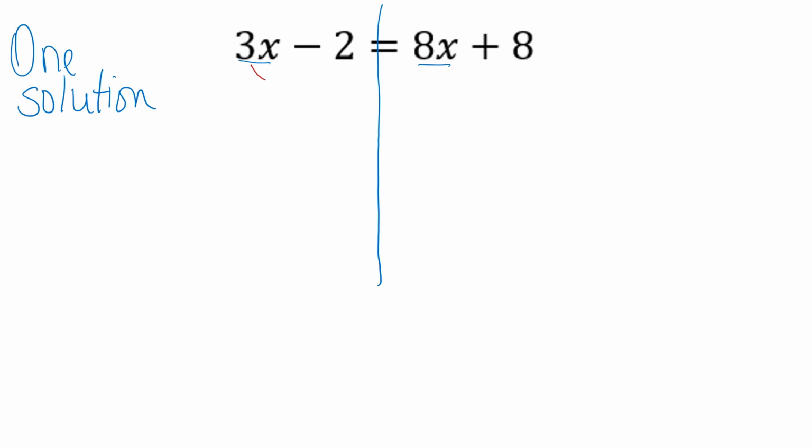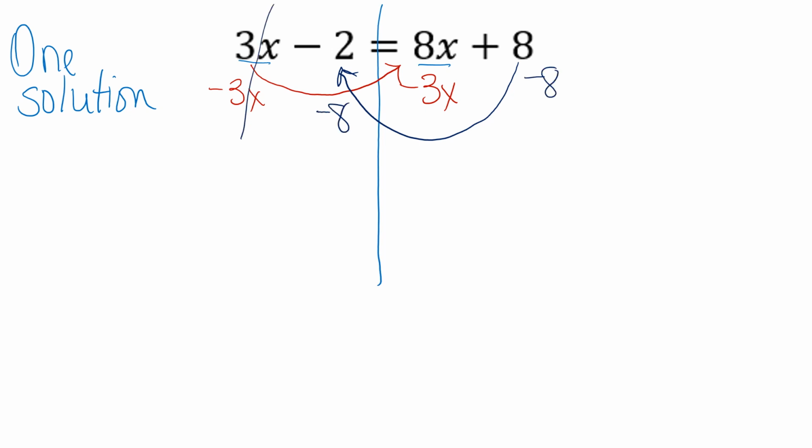I'm actually going to move the 3x to the right-hand side. That way I'm not dealing with as many negative issues. So the opposite of a positive 3x is a negative 3x. And then I'm going to take and move this positive 8 to the other side of the equal sign. So the opposite of a positive 8 is a negative 8. So I'm doing minus 8 to both sides. These 8s are going to cancel.